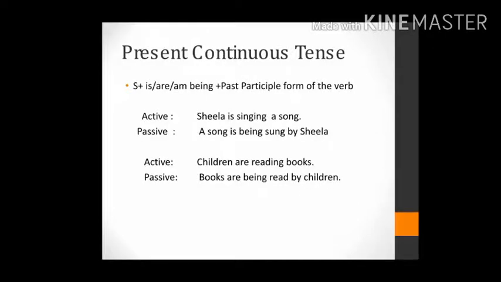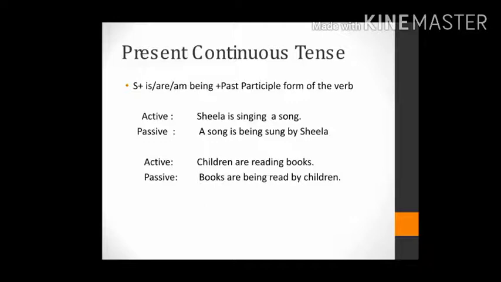Present continuous tense. The formation of passive voice will be subject plus is or are or am being plus past participle form of the verb. Example, Sheila is singing a song. Sheila is the subject, singing is the verb, and the song is the object. So the object will become subject. A song is being sung by Sheila.